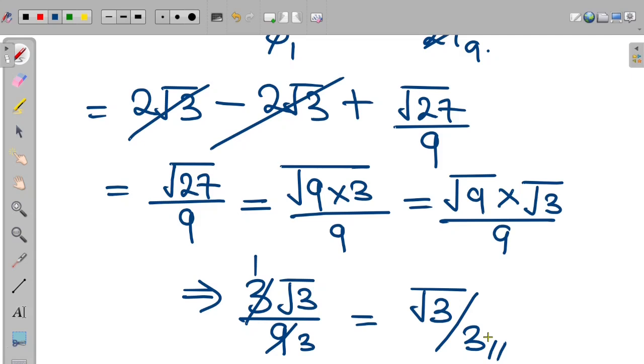Now that you have understood the rationalization of surds, the next video is the conjugate of a surd and how to rationalize a surd using its conjugate.